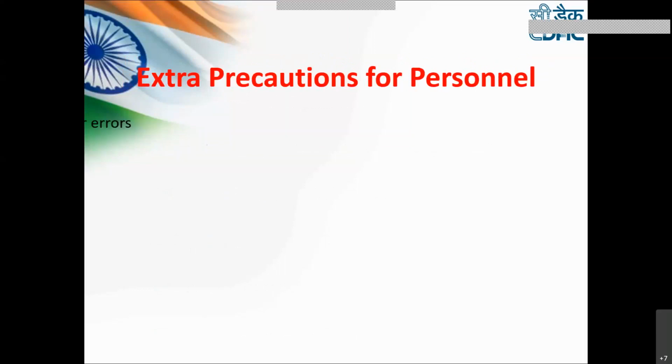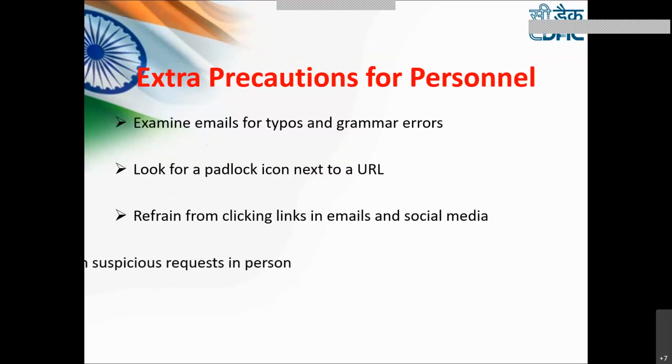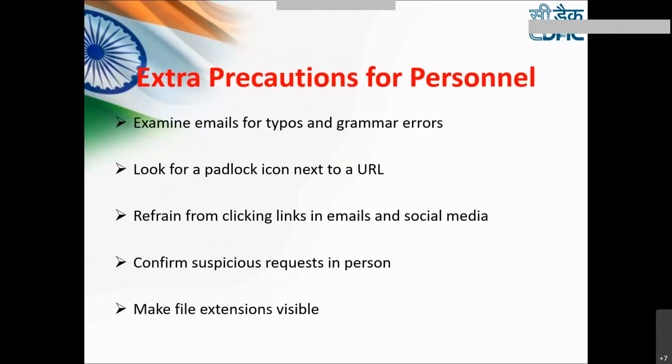Let's look at extra precautions for personnel. Examine emails for typos and grammar errors. Look for a padlock icon. Refrain from clicking links in emails and social media. That is basically an employee-based type of precaution that needs to be taken. The training should be done for each and every employee. Confirm suspicious requests in person and make file extensions visible.